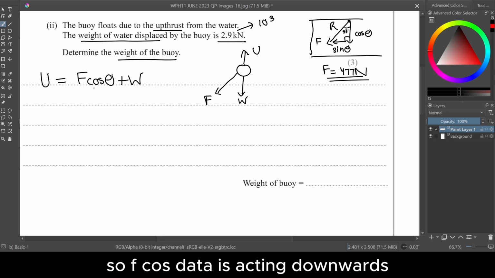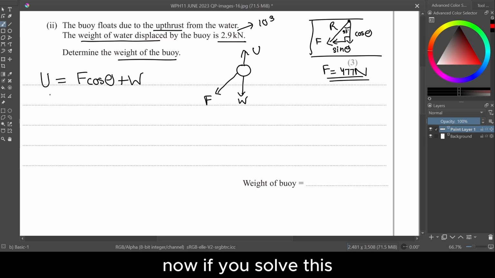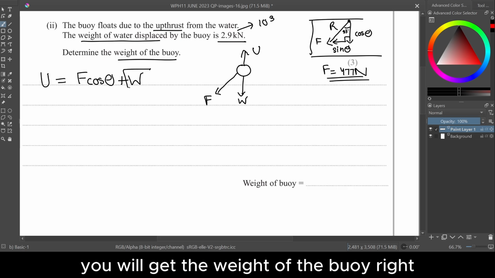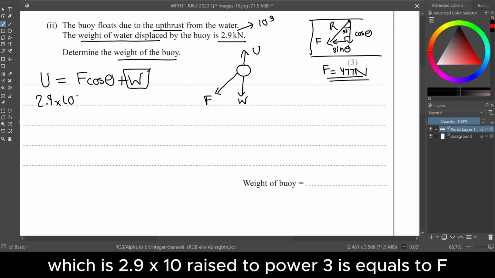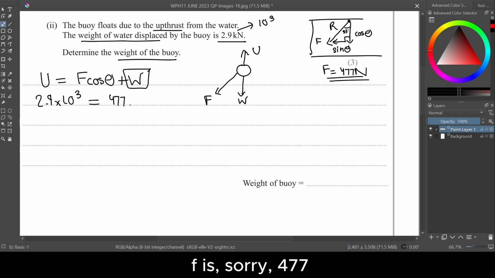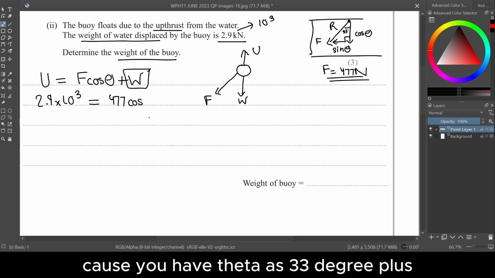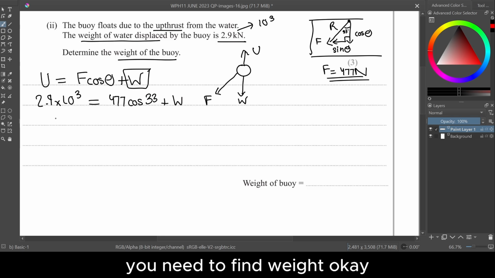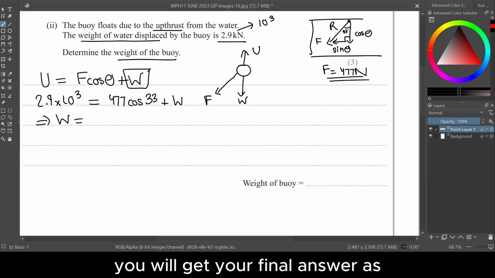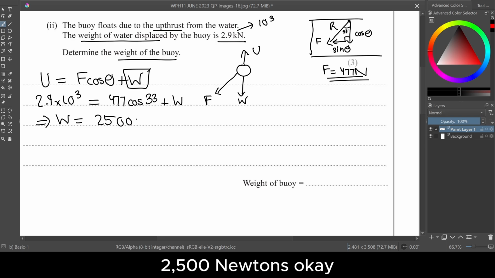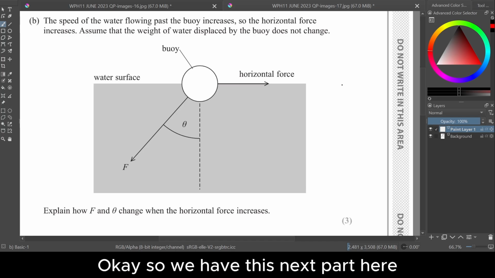So F cos theta is acting downwards. Now, if you solve this, you will get the weight of the boy, right? So you have U, which is 2.9 times 10 raised to power 3, equals F is 477 cos theta, with theta as 33 degrees, plus you need to find the weight. Okay, so if you subtract these values, you will get your final answer as 2500 newtons.